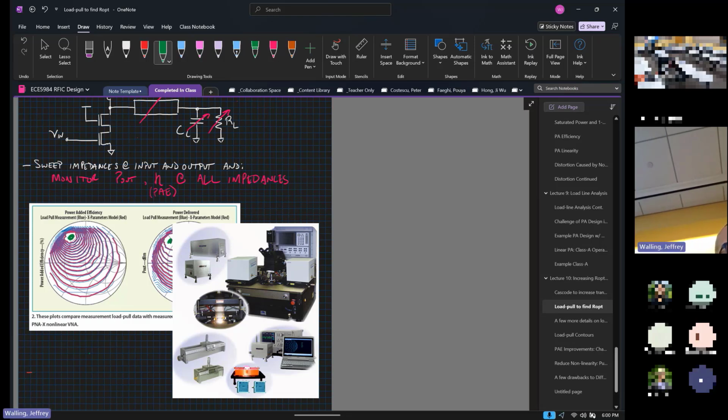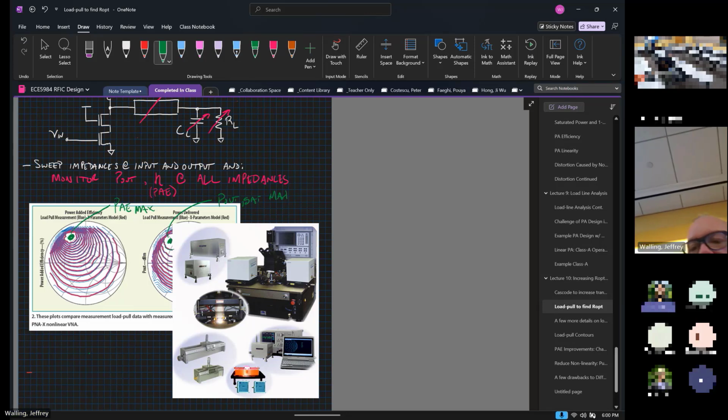Okay, and each of these contours is some change in the PAE relative to the PAE max. So this center point is PAE max. This is P out saturated max. And every one of these contours represents some trade-off that I've made. As I move away from that maximum point, I'm going to reduce the efficiency and I'm going to reduce the output power on those contours. But if I present any impedance on this contour to the transistor, it will produce the same amount of output power. So it's a constant output power contour.